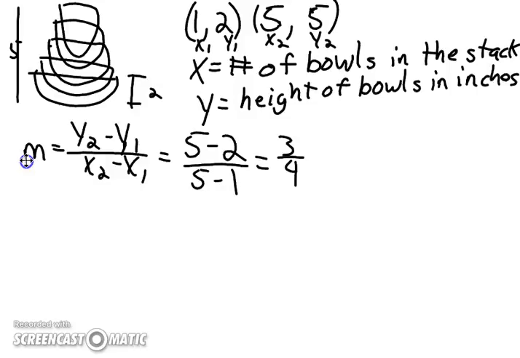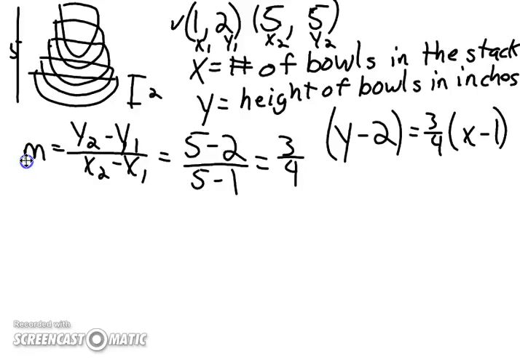Now, you can do this next part different ways. You can either plug it into y equals mx plus b, or you can plug it into point slope. So slope-intercept or point slope. I'm going to plug it into point slope. You can use either point. So y minus 2, I'm using this point here, this 1, 2. Y minus 2 equals 3/4 times x minus 1. Y minus y sub 1 equals m times x minus x sub 1. Again, you could plug in 5, 5, and it's not going to change your answer.